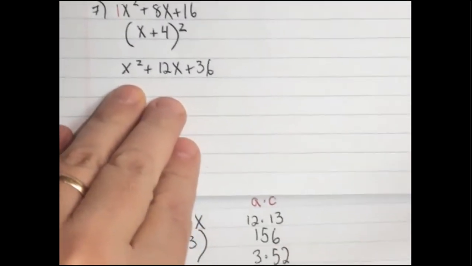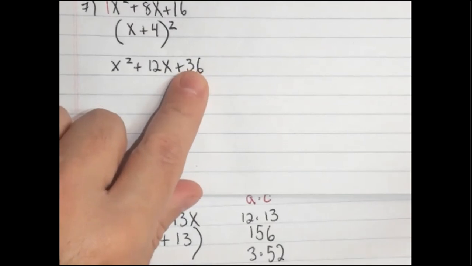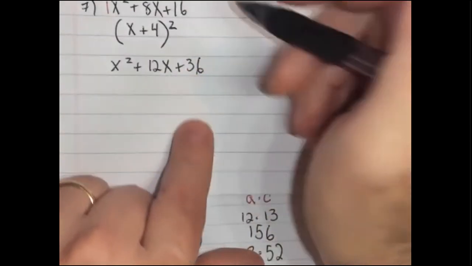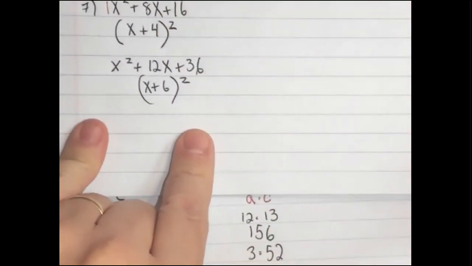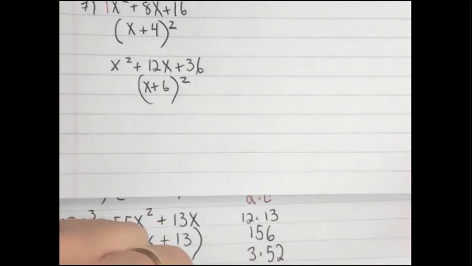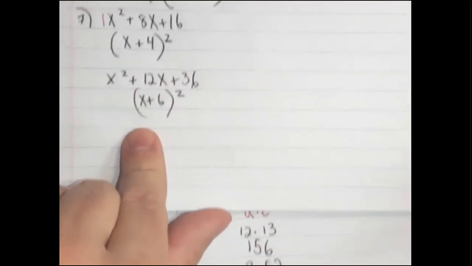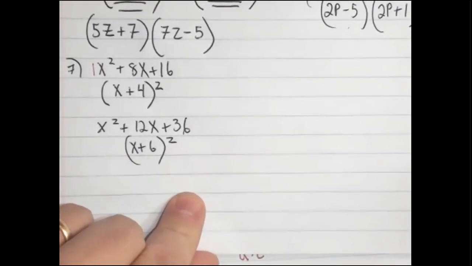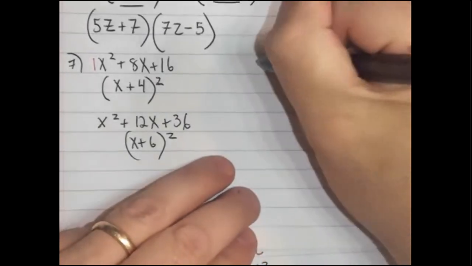Look at this one, it's the same type of situation. Perfect square: the square root of 36 would be 6. So this is just going to be x plus 6, squared. Now on the homework, it'll say factor these perfect square trinomials. So it's telling you they're perfect squares, so you don't really have to figure it out yourself.